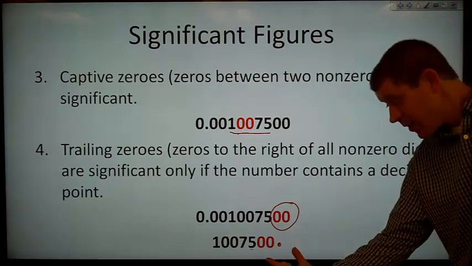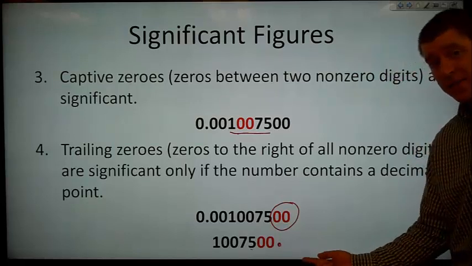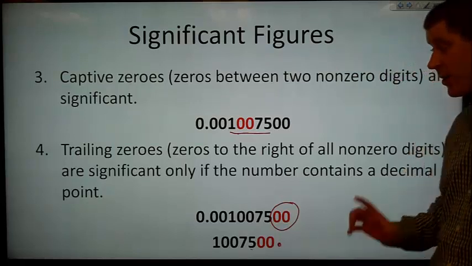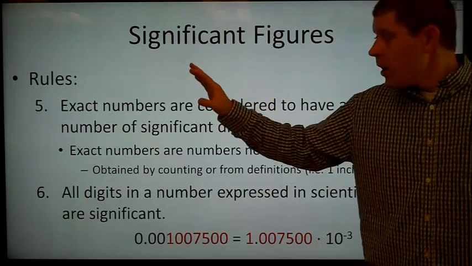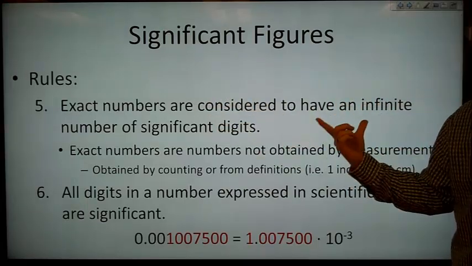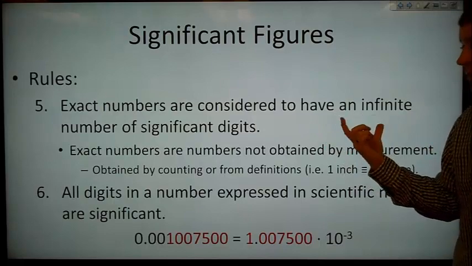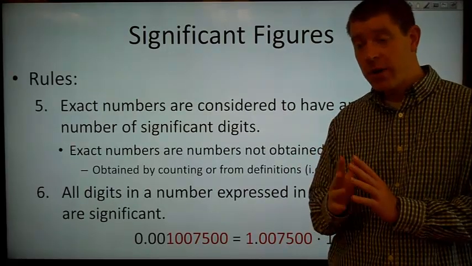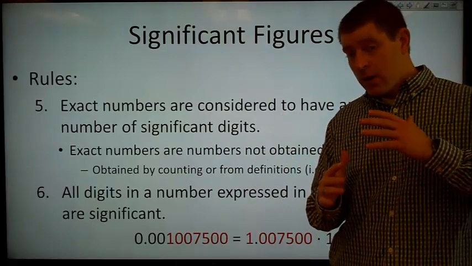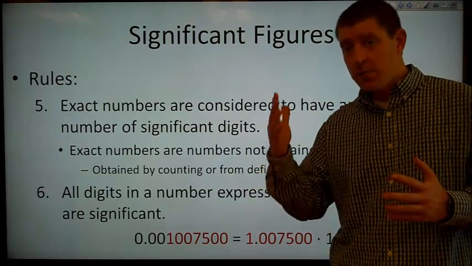So this number is not the same as if I don't have that decimal point there. So you need to be very careful. Now the next rule is that exact numbers are considered to have an infinite number of significant digits. Now remember, we've already talked about the difference in a previous video about counting and measuring.